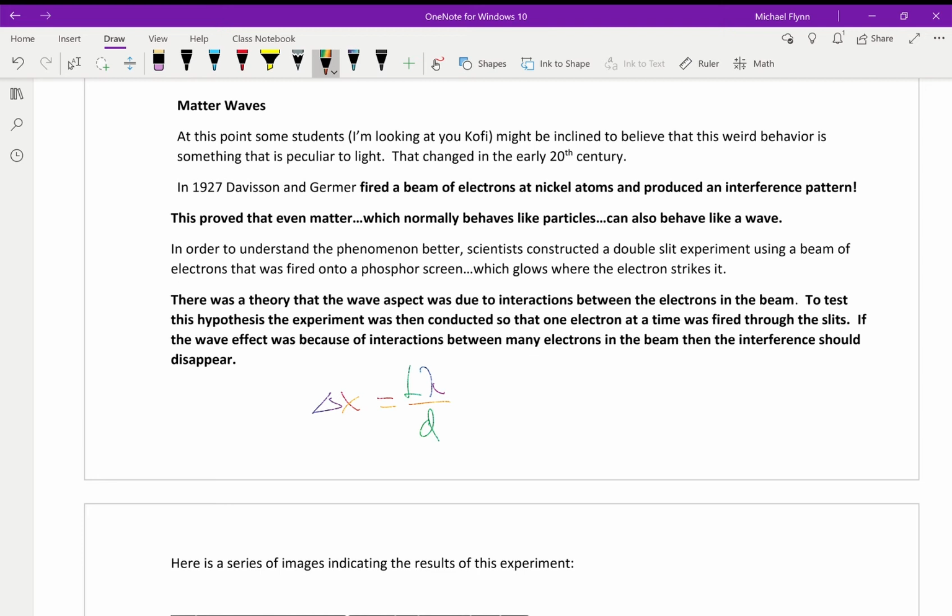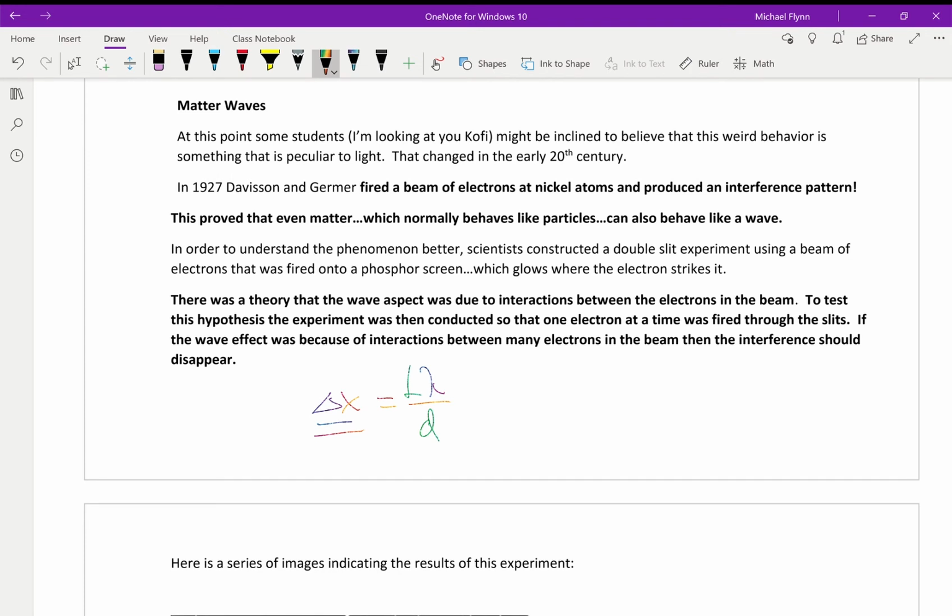Okay, so anyway, the point is, what if we change these variables? What if I change L? If I change L or change D, it'll change what delta X is, right? Delta X is the spacing of the nodes and antinodes. So if you're looking at the screen as these dots are appearing, the electron goes through one slit at a time and then lands on the other side, but here's the thing: the probability of it landing on a node is 0. So it never lands on the nodes. It's as if it knows where not to land.